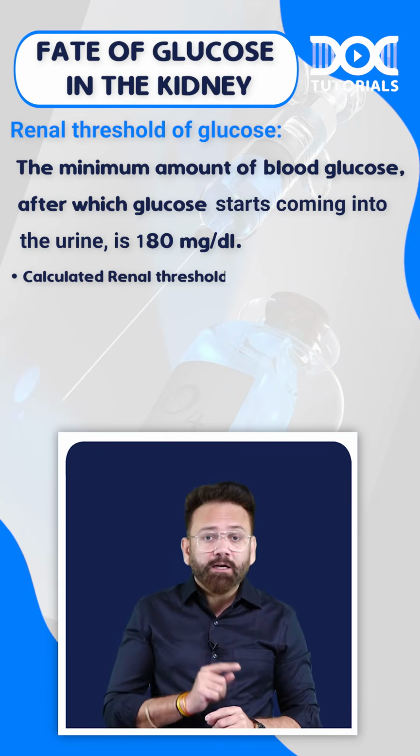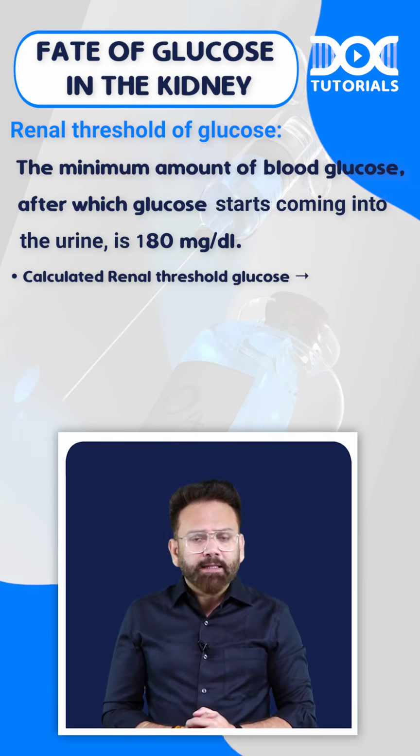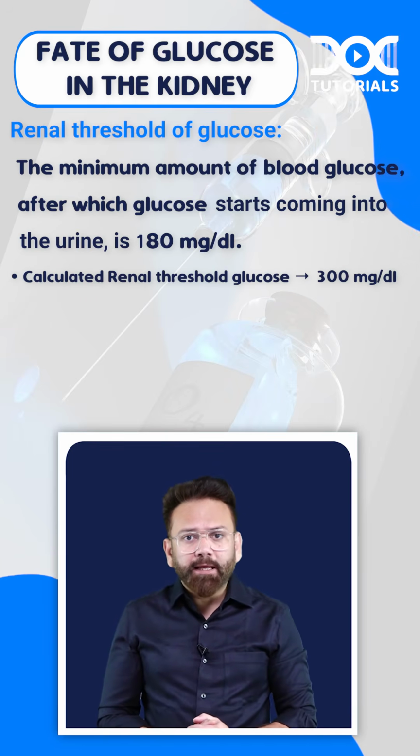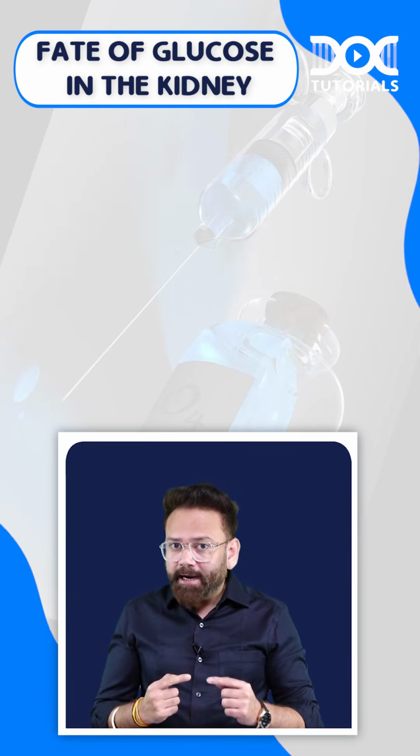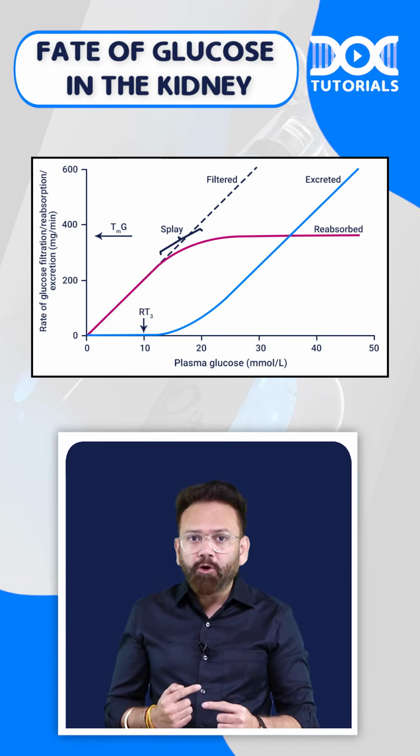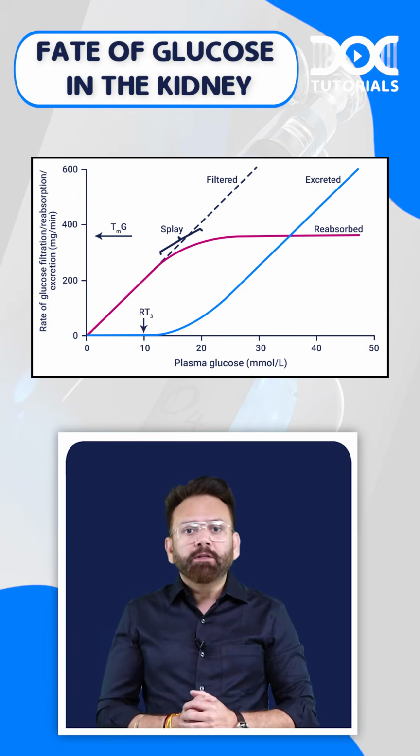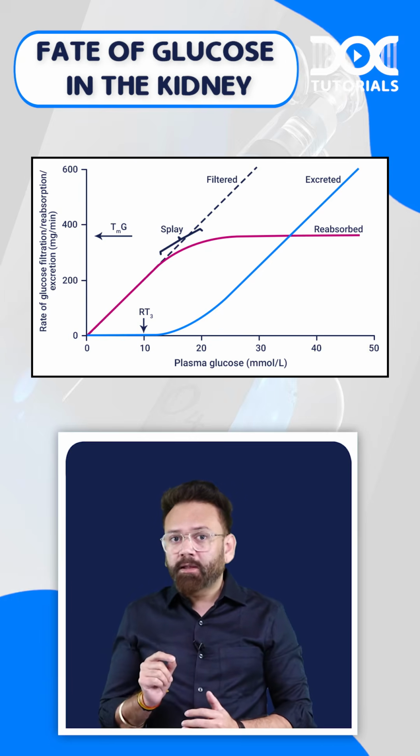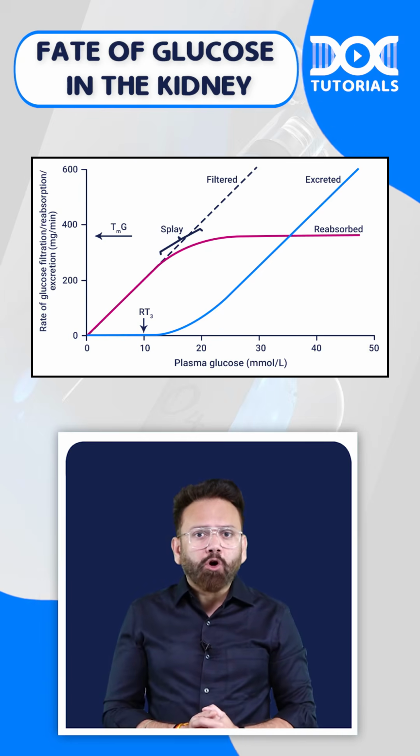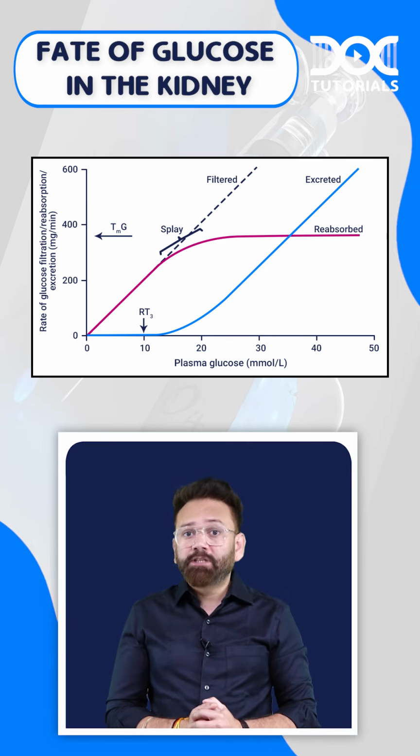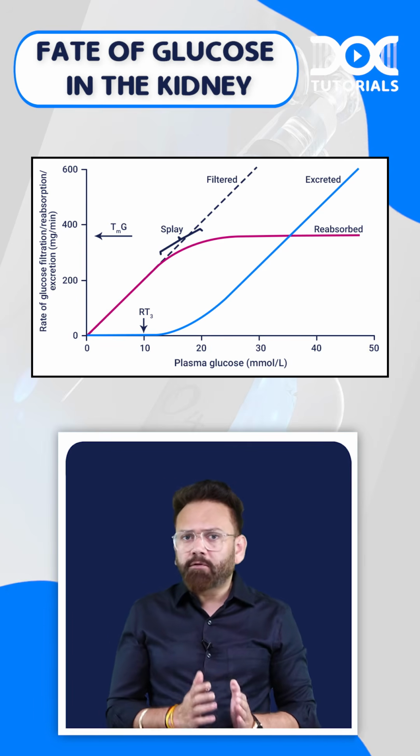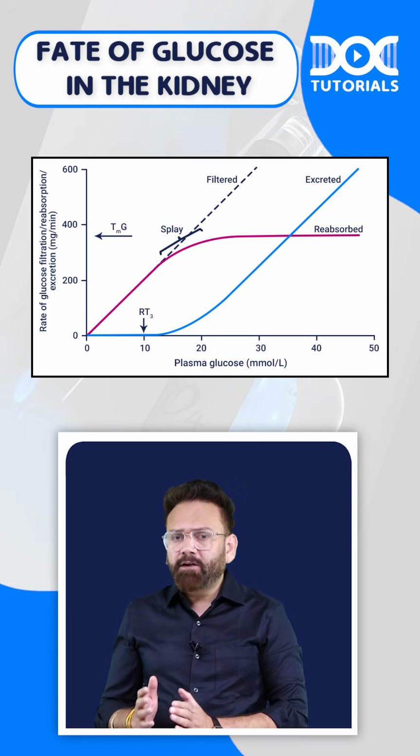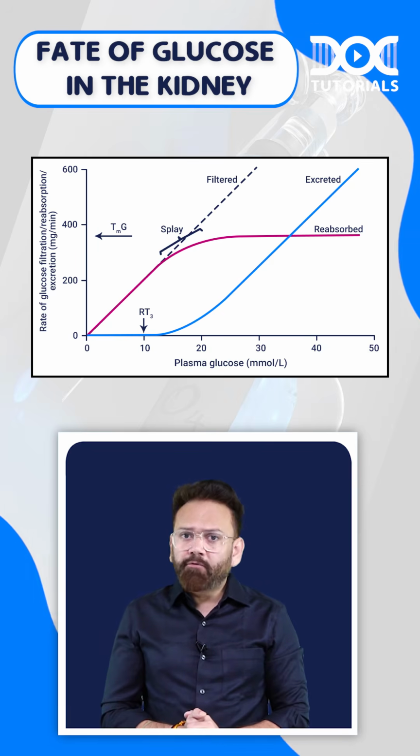So what is the calculated renal threshold of glucose? That value is 300 milligram per deciliter, and the difference between the actual value and the calculated value is called splay. And what is the cause of splay, doctor? The cause of splay is heterogeneity of the nephron. All nephrons have different Tmax and filtration capacity. This is the reason we have splay.